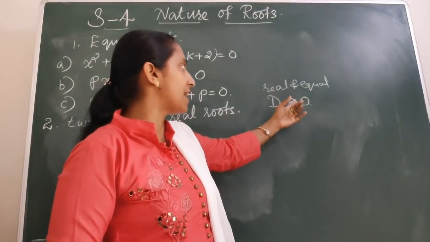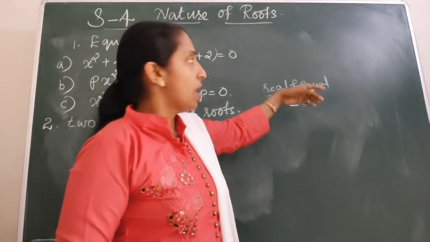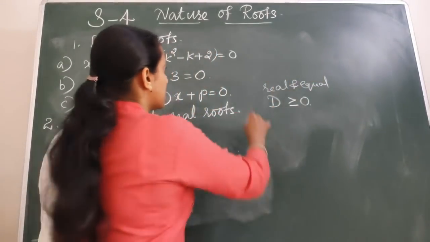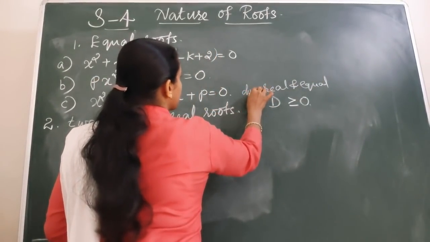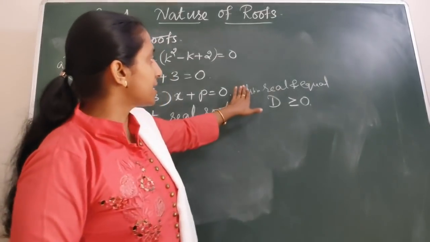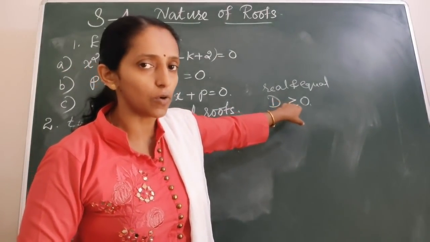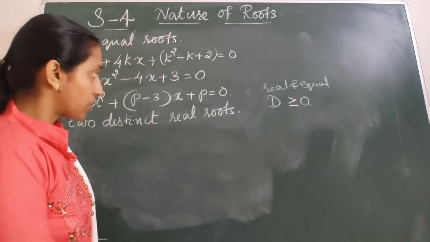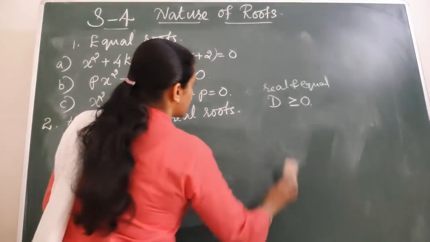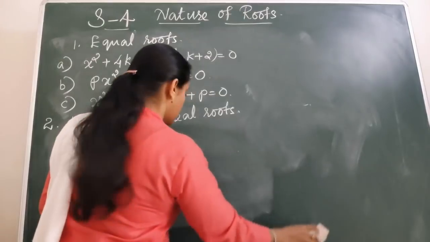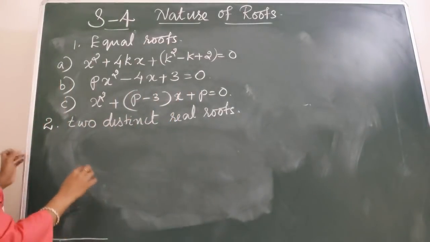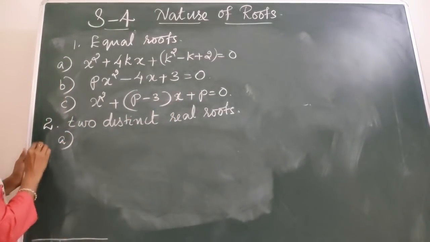If it is real value, it means greater than 0, and distinct, real and equal, if that is mentioned, in that case you will take the value of the discriminant as greater than or equal to 0. So according to the question you have to write it there. In this question it is given two distinct real roots. The first question you can note down.